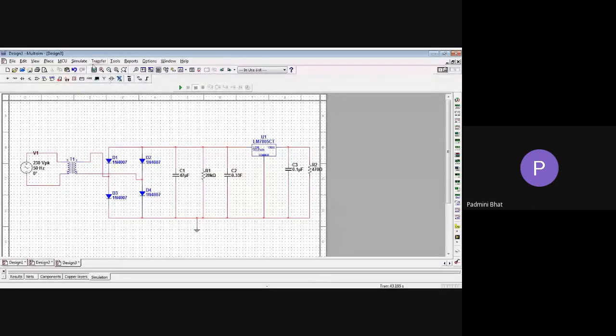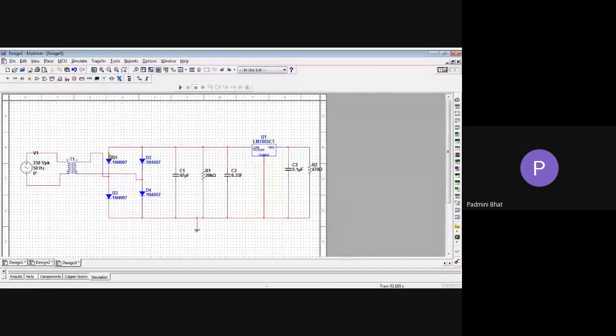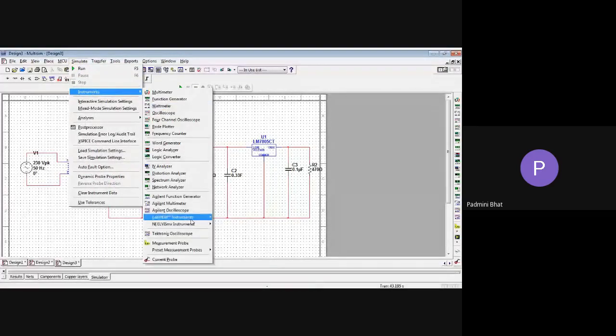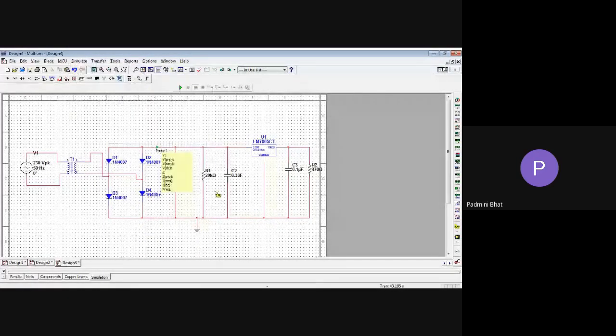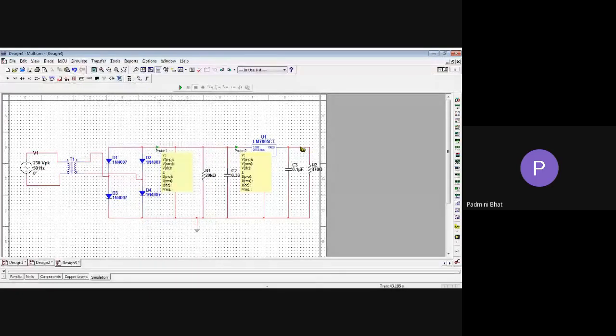Now next we need to measure the voltage. This experiment is very simple actually. Okay, we need to measure. So go for instruments, and in that, measurement probe. Now think where all I should check. Okay, first I should check here, after the rectifier. Then I should check just before the regulator. Then I should check after the regulator, the right side of the regulator.